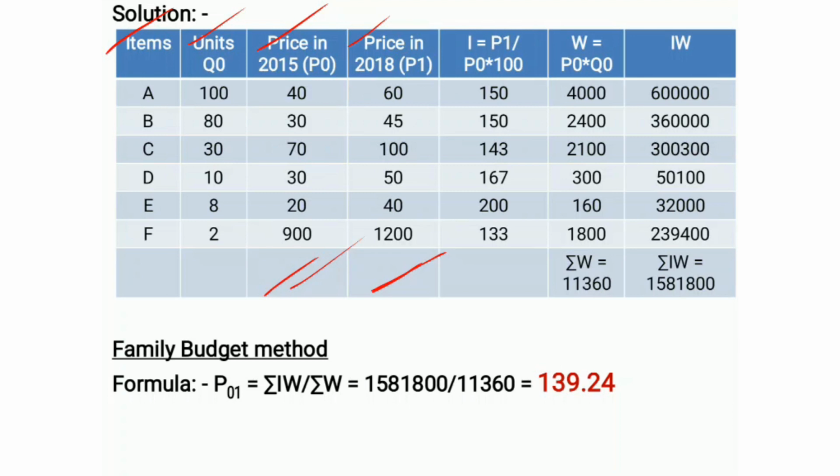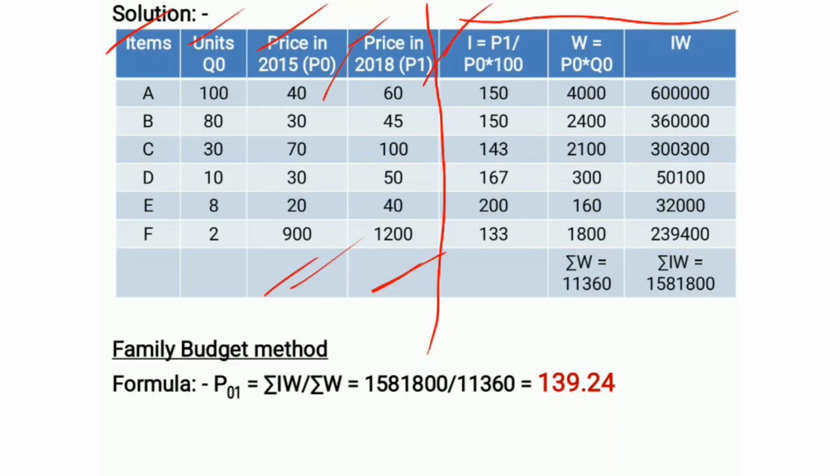The current year price is represented by P1, base year price is represented by P naught. Okay, this is till here. This is the question part. Now the next part is your answer table. First we need to find I.